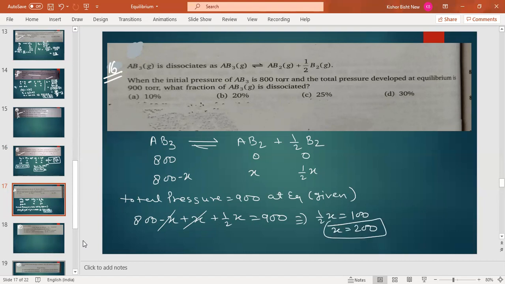So now, after the equilibrium is developed, what fraction of AB3 is dissociated? It was asking for the fraction as a percentage. So what is the decrease? 200. So total change 200 upon the initial 800, multiplied by 100 for the percentage. So 2 4s are 8, this will be 25 percent. If it is asked as a fraction, it is 1 by 4. So 25% is your answer.